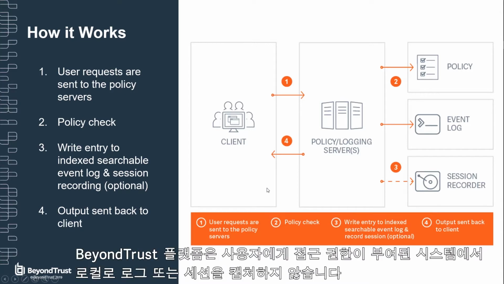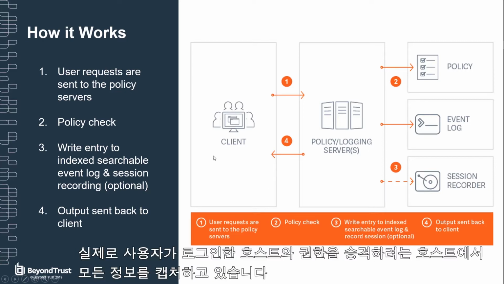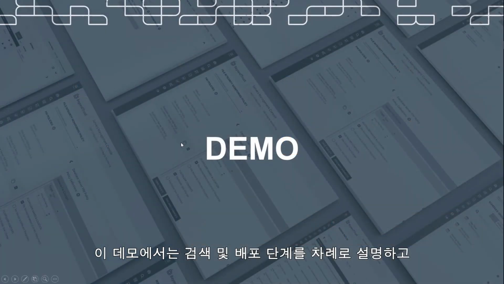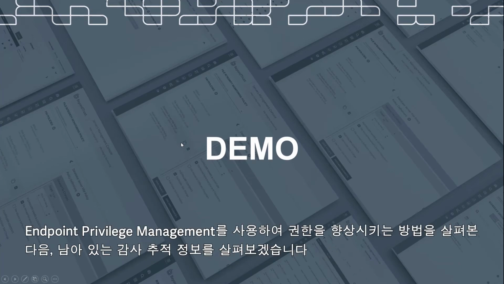We're not capturing logs or sessions locally on the machine where the user has been given root access. We're actually capturing all of this off the host the user's logged into and where they're trying to elevate. In this demonstration, we'll run through a discovery and deployment phase. Then we'll take a look at endpoint privilege management in use, using it to elevate. Then we'll take a look at the audit trail we leave behind.